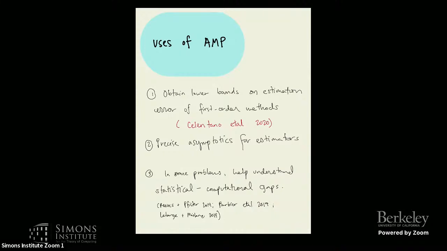So what can we do with AMP? Point 3 is what we're going to mostly focus on, but there are a lot of nice things. Michael Celentano's work shows that you can use AMP to obtain lower bounds on estimation error of first order methods. It also gives you precise asymptotics for various statistical estimators, which is something I'm hoping to get to in the second half of the talk. And as I mentioned, in some problems it helps us understand statistical computational gaps. This third point is what we're going to focus on now.